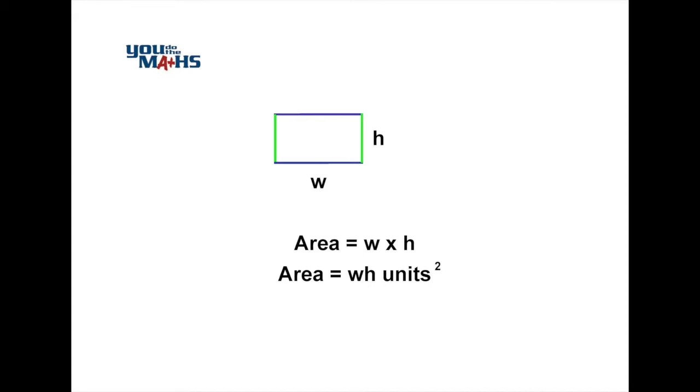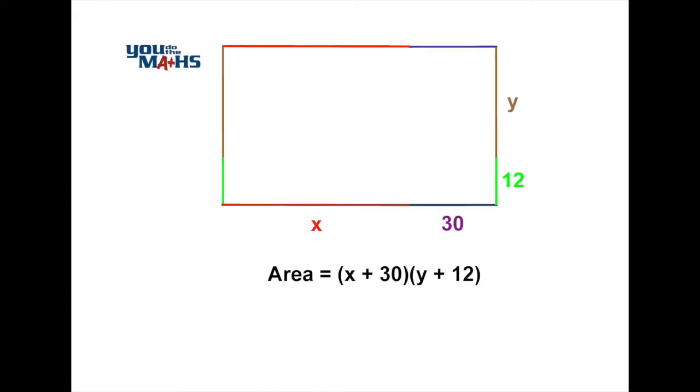Let's combine those two concepts together, so we'll make it into a larger rectangle. Now if we look across the base of the rectangle, we'll call that the length, we can see that we've got x and 30, or we combine them to be x plus 30, and we'll place that in one bracket. Along the side there, we'll call that the width, we've got y and 12, so in the other bracket, y plus 12 represents the width. And to determine the area, we multiply the length by the width.